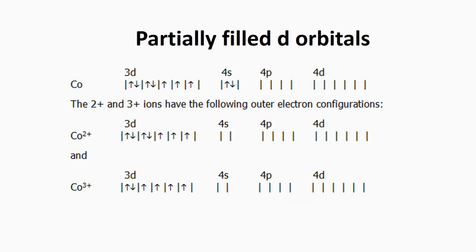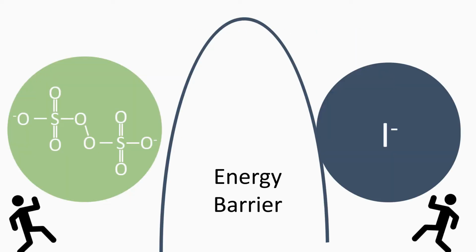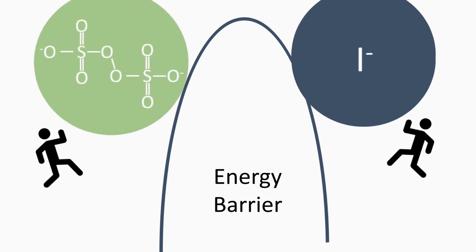The key to this lies in the transition metal ion's partially filled d subshell, which enables them to easily gain and lose electrons and change oxidation states. Let's examine the reaction between persulfate ions and iodide ions. Although persulfate ions are very powerful oxidizing agents and iodide ions are easily oxidized by iodine, this reaction is very slow because of repulsion between negatively charged ions.